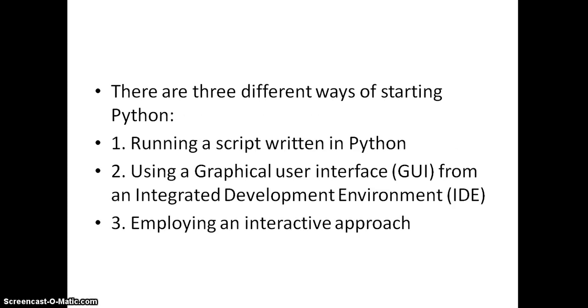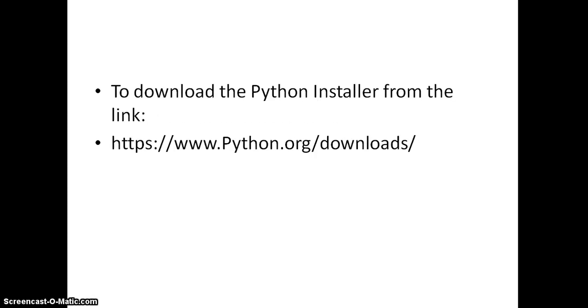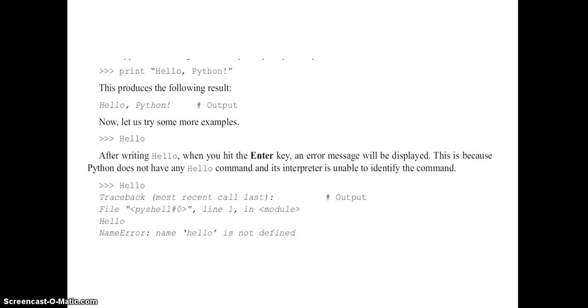And there are three different ways of starting Python. First one is running a script written in Python. Second one is using a GUI or graphical user interface from an integrated development environment. And third one is employing an interactive approach. So these are the three different ways of starting Python. To download the Python installer, we can go to www.python.org/downloads and download the Python software. For example, print, within double quotes I have given Hello Python.